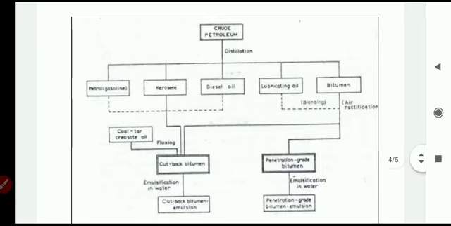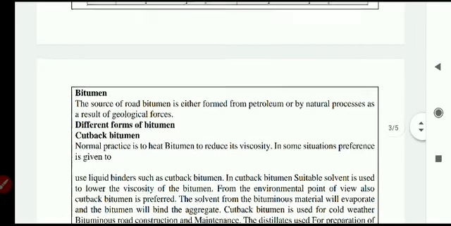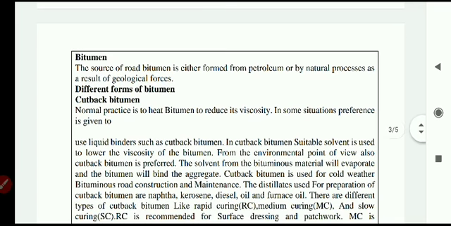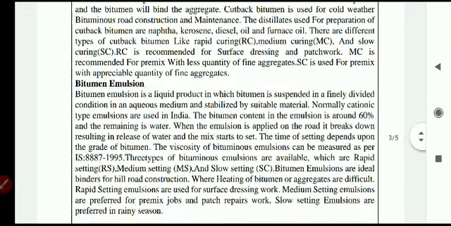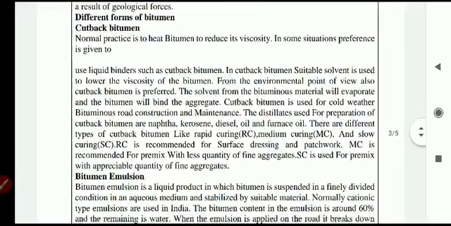See, here also we can see. So here we have the concept of bitumen. The source of bitumen is either formed from petroleum or by natural process as a result of geological forces. Different forms of bitumen: we have cutback bitumen and we have bitumen emulsion. These are the two different forms of bitumen.